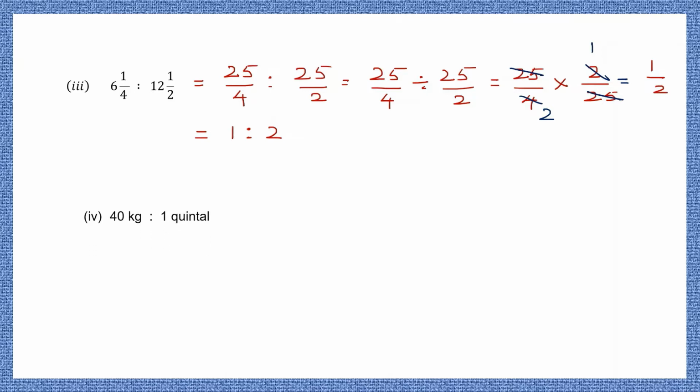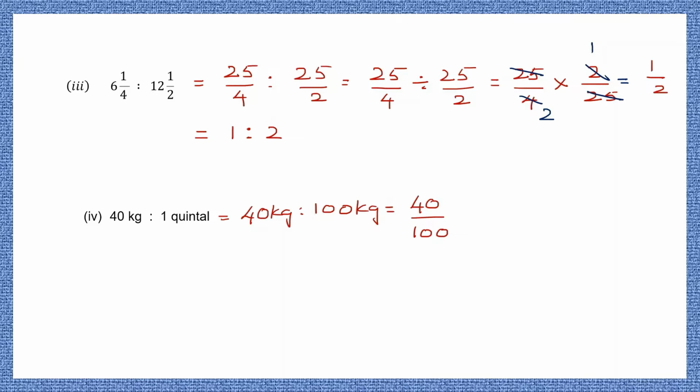Question 4. 40 kgs is to 1 quintal. Now 1 quintal is 100 kgs. So let's write that 40 kg is to 100 kg. So now both are the same unit. Now let's write it as a fraction 40 by 100. When we write ratio, the final ratio will not have any unit. So we don't have to write kg.